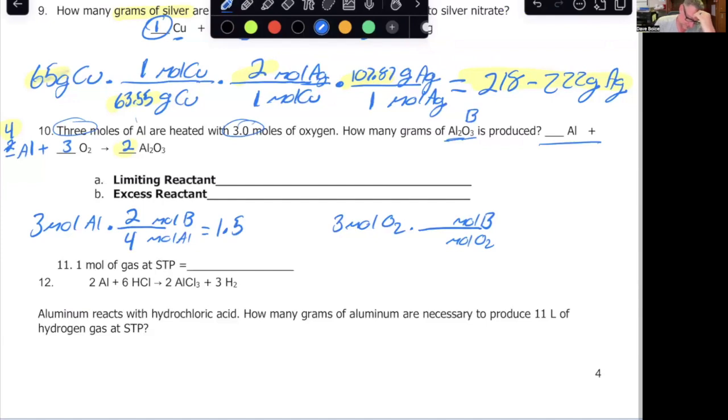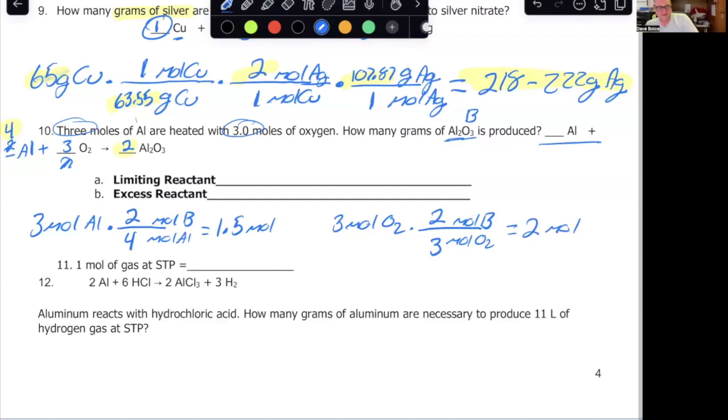Here, moles of O2, I've got 3 moles of O2, so I'm going to put a 3 here, and moles of B stays the same as 2/3, and 2/3 of 3 times 2 is 6, divided by 3, so 2, which makes sense, 2 moles.